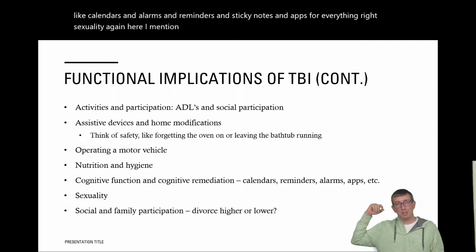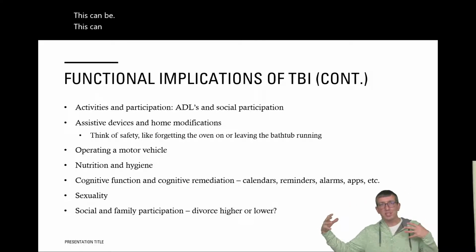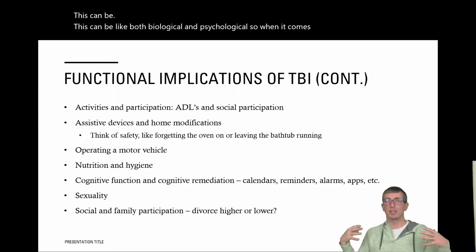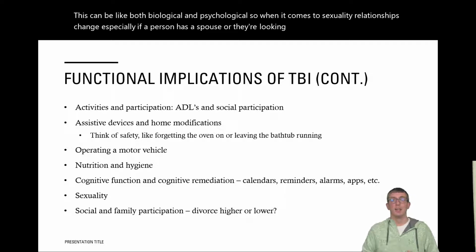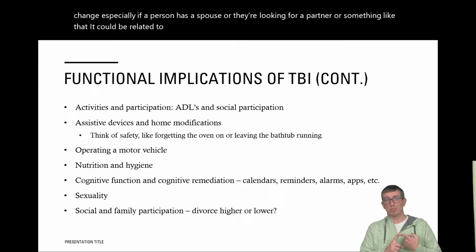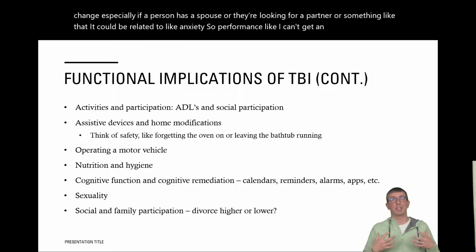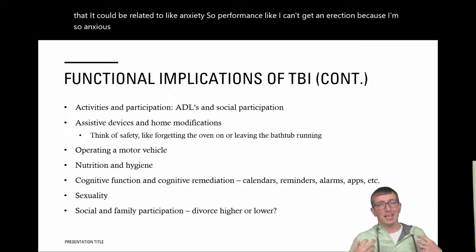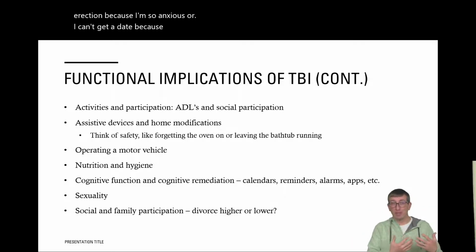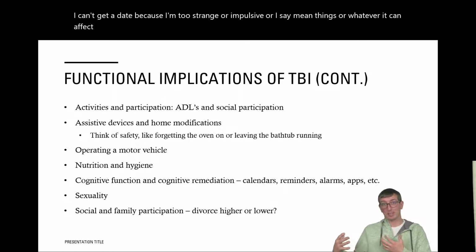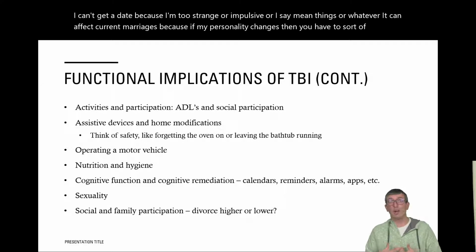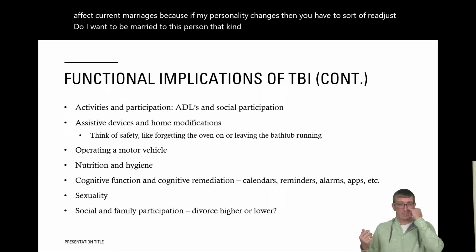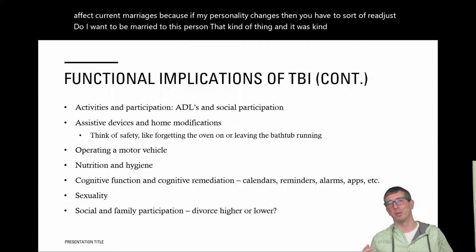This can be both biological and psychological. So when it comes to sexuality, relationships change, especially if a person has a spouse or they're looking for a partner or something like that. It could be related to anxiety, so performance, like I can't get an erection because I'm so anxious, or I can't get a date because I'm too strange or impulsive, or I say mean things or whatever. It can affect current marriages because, if my personality changes, then you have to readjust. Like, do I want to be married to this person? That kind of thing.